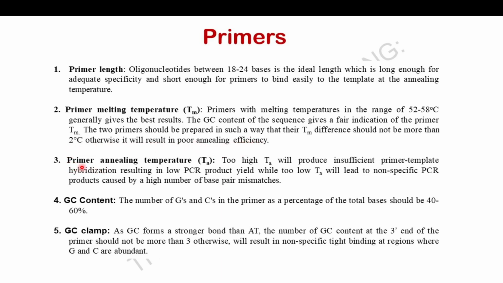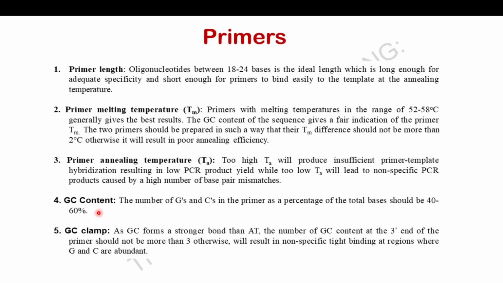Okay. Then primer annealing temperature. If it's too high, it will produce insufficient primer-template hybridization, thereby the efficiency or yield of the PCR will be low. Or if the annealing temperature is too low, not up to the optimum range, then it will lead to non-specific PCR products. Okay, because it will bind to any other place, any other region, and your specific gene product or nucleotide sequence won't be amplified.